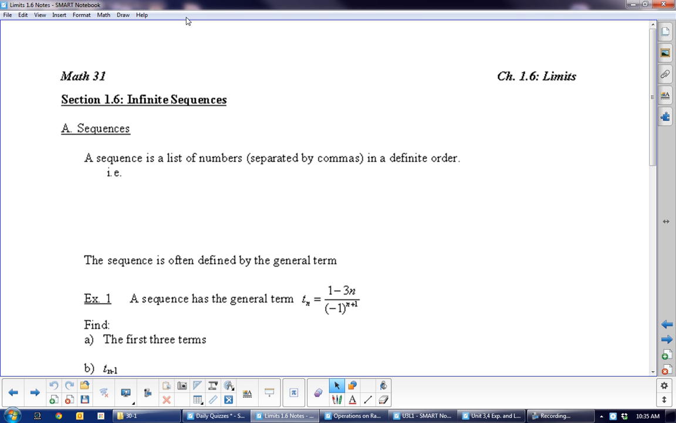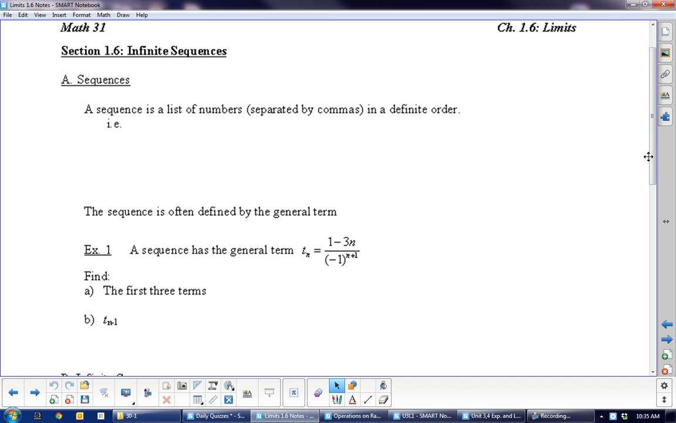Now, this first part is review from grade 11, infinite sequences. First of all, let's talk about a sequence. A sequence is a list of numbers separated by commas in definite order. So remember, it'd be term 1, comma, term 2, comma, term 3, dot, dot, dot, all the way to Tn. Okay, that is what we would call a finite sequence. If it just ends in dot, dot, dot, that's infinite.